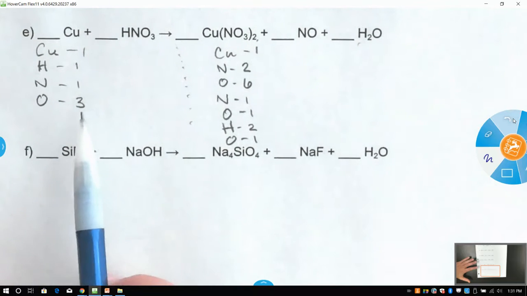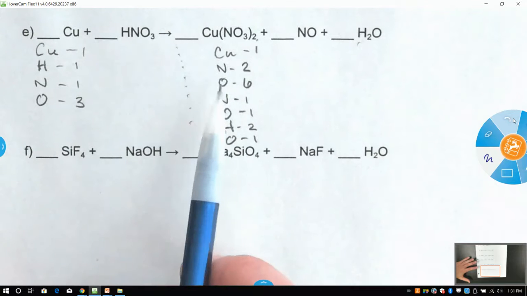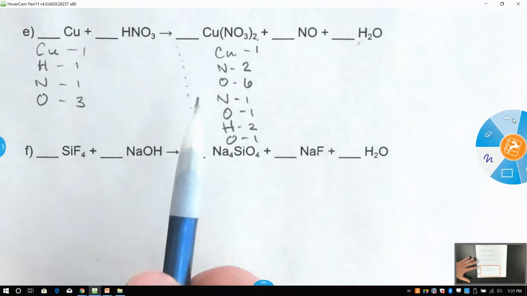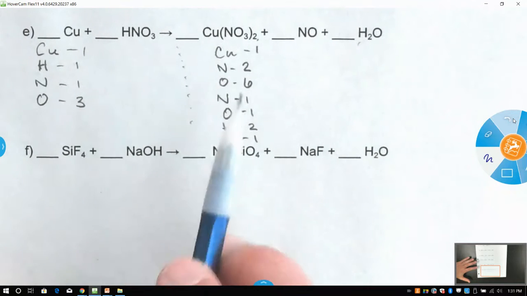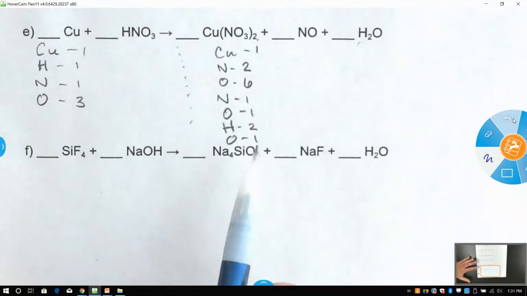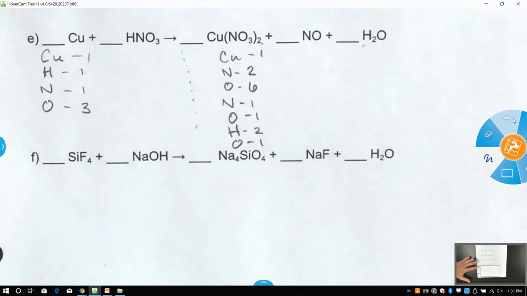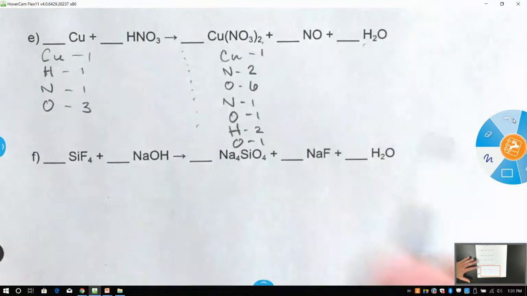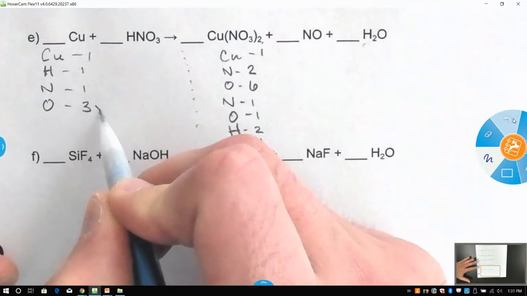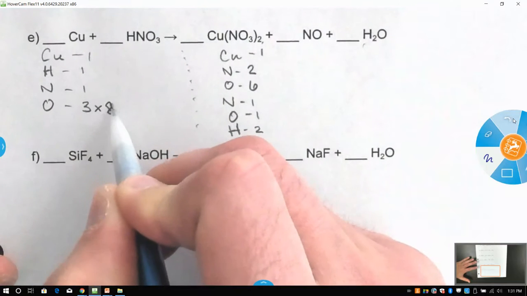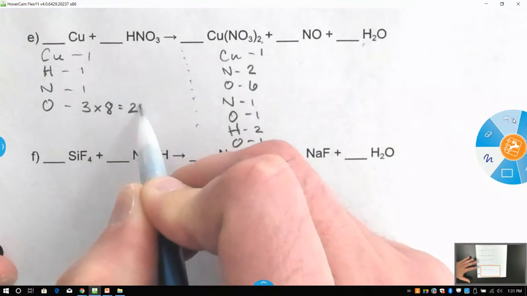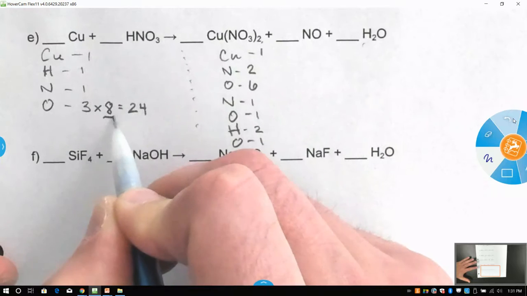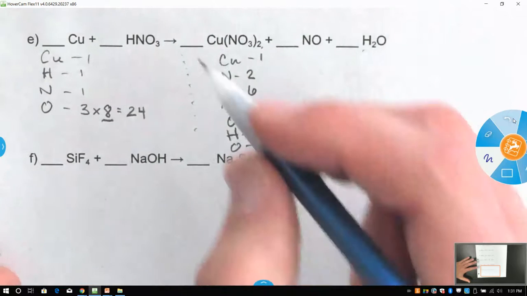We have 3 on this side. Over here, we have a total of how many on the right side? We have 6, 7, and 8. Obviously, 3 does not go into 8, so that's going to be a pain in the butt. So the first thing I would have you do is take that 8 and put it over here, saying we need to multiply this 3 by 8, and that is going to give us 24 oxygen. So whatever we multiply, remember, becomes our coefficient.